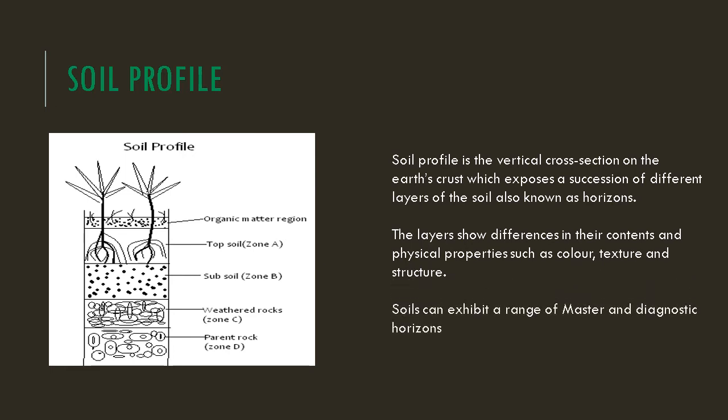Under soil profile, we can summarily say that soils exhibit a range of master and diagnostic horizons. Diagnostic horizons actually give more information about a particular horizon depending on where it is and the climatological conditions in that particular area. Good. So what are the effects? Now, what are the effects of soil profile on crop production?